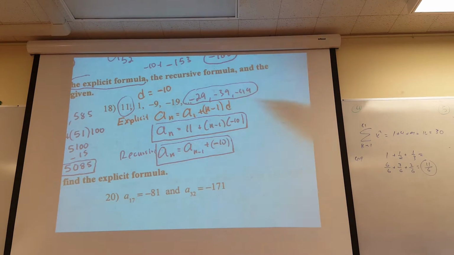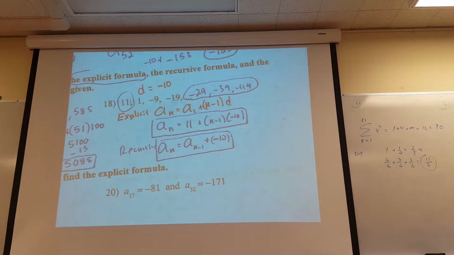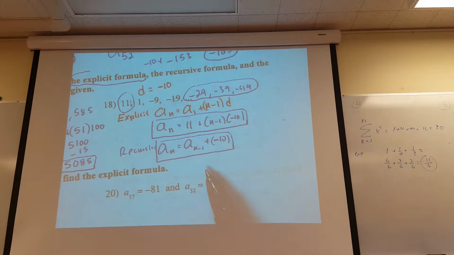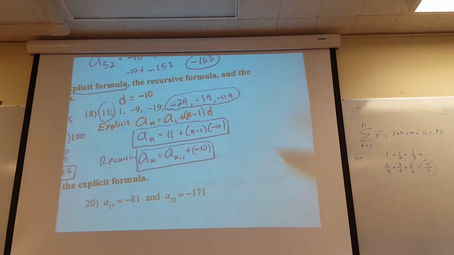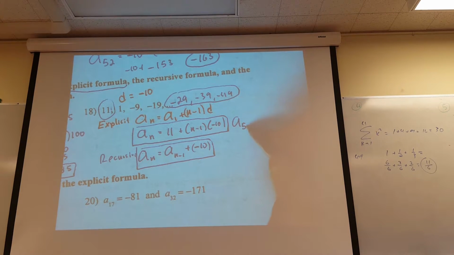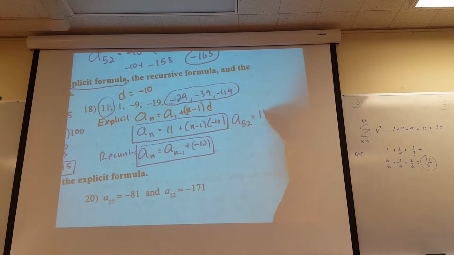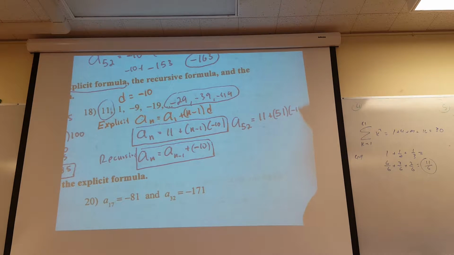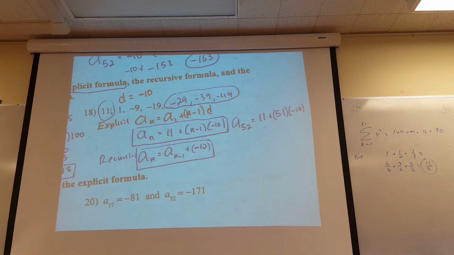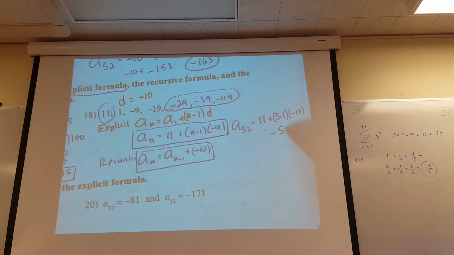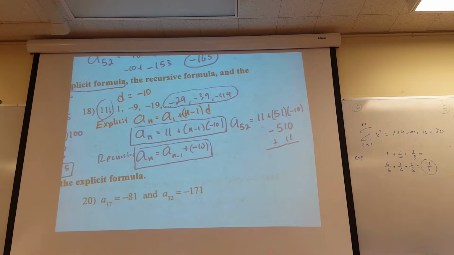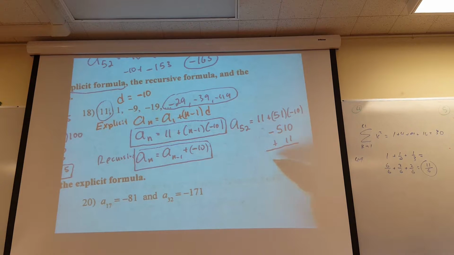right? There's a solution. And now I need to find the 52nd term. Which formula do I use? The explicit right there. So A of 52 is going to equal 11 plus 51 times negative 10. That's negative 510. And then you add to that positive 11. What does that add up to? Negative 499.